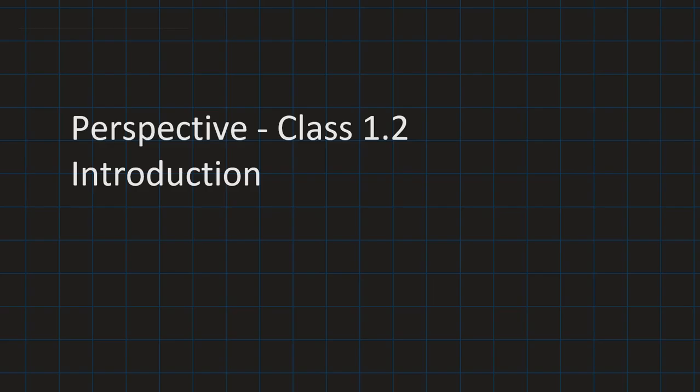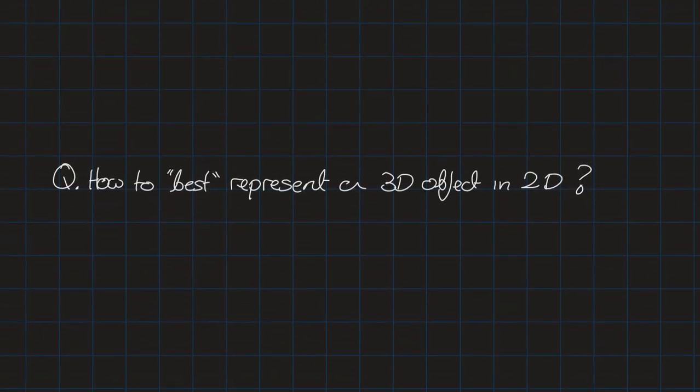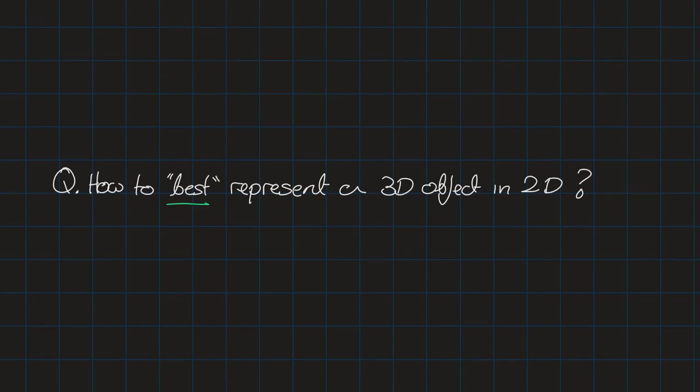Let's look at the motivating question for this module. The question is how to "best" represent a three-dimensional object in 2 dimensions. And the word best is in quotation marks because it's not really a mathematical word in this sense, because it's too ambiguous of a word. Exactly what I mean by best is a non-trivial concept, and we're going to discuss it a bit later on.